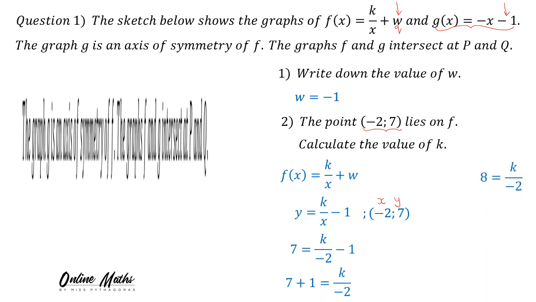7 plus 1 is 8 is equal to k over -2. And then to get rid of the -2, we multiply both sides by -2, and we find on the left hand side 8 times -2 is -16. Therefore k's value is -16.